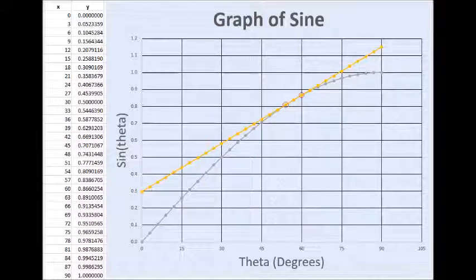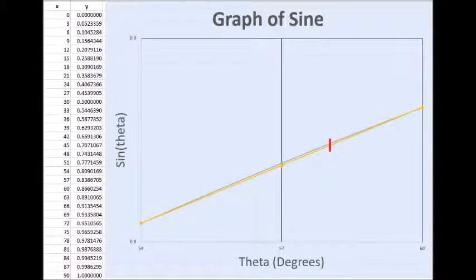This is bounded by the interval between 54 and 60 degrees, as shown here. If we zoom in, the red line represents our target of 58 degrees. Notice a small gap between the yellow line and the sine curve.